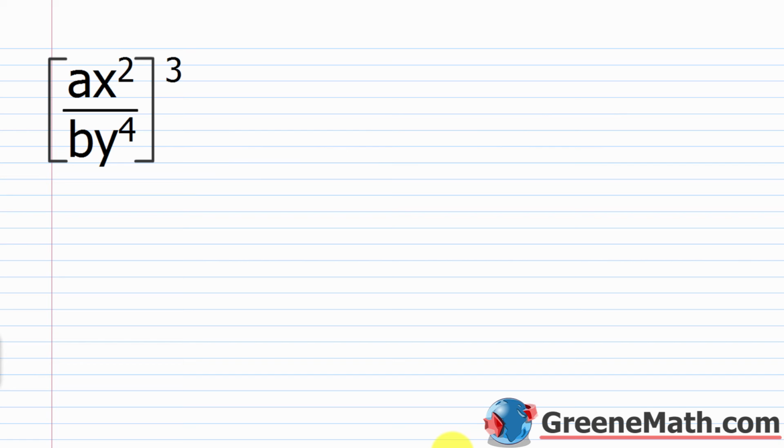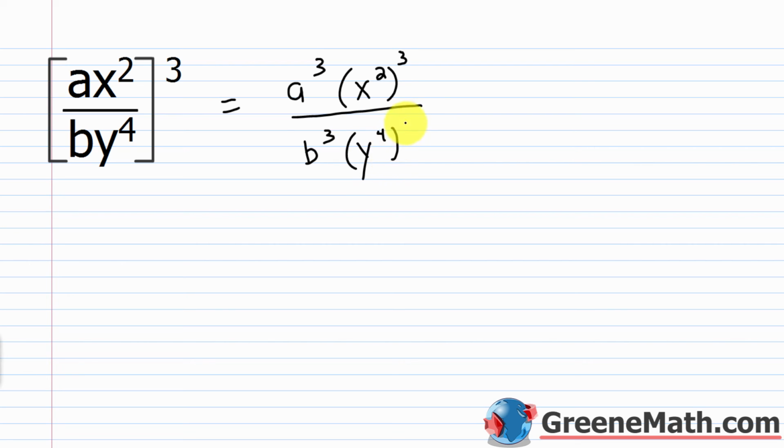All right, for the last one we're going to look at, we have a x squared over b y to the fourth. And then this amount is inside of brackets, and it's raised to the third power, or again, we could say that's cubed. So what I'm going to do is take each individually and raise it to the third power. So a is raised to the third power, x squared is raised to the third power, over b, which is raised to the third power, and then y to the fourth power is raised to the third power.